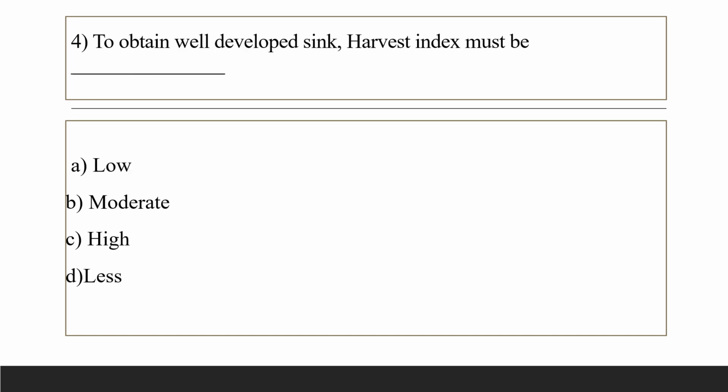To obtain well-developed grain, harvest index must be. Harvest index is related to photosynthesis, that is, effective fixation of carbon dioxide. The more effective the carbon dioxide fixation, the better developed the economic yield, that is, the grains. So the answer is option C, high.